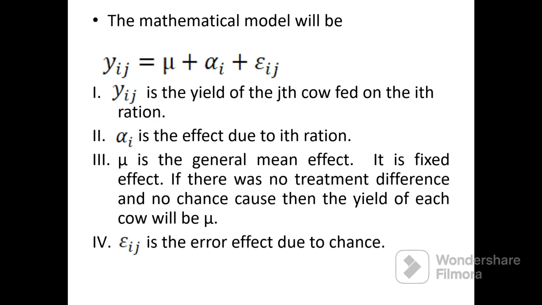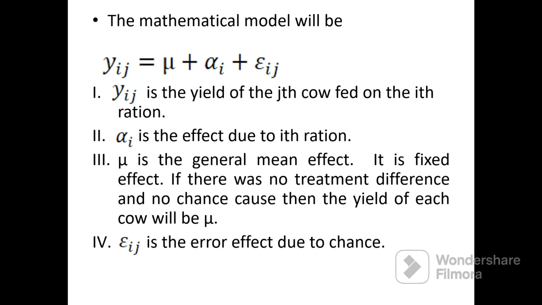This effect will always be there, because we all know the yield of milk of two different cows will not be the same. Whether we give the proper amount of ration or not, there will be a difference between the yield of milk produced by two different cows, or say 10 different cows. So mu is the general mean effect and it is a fixed effect. It will always be there.